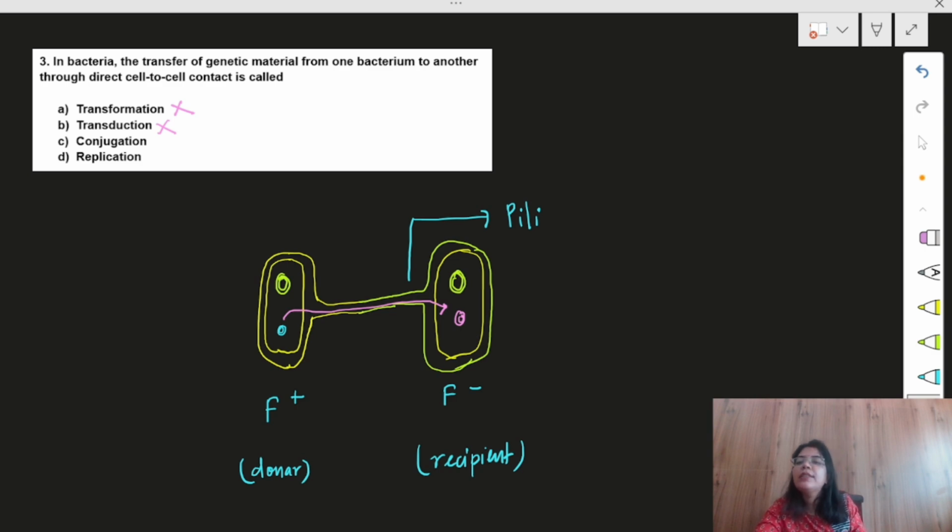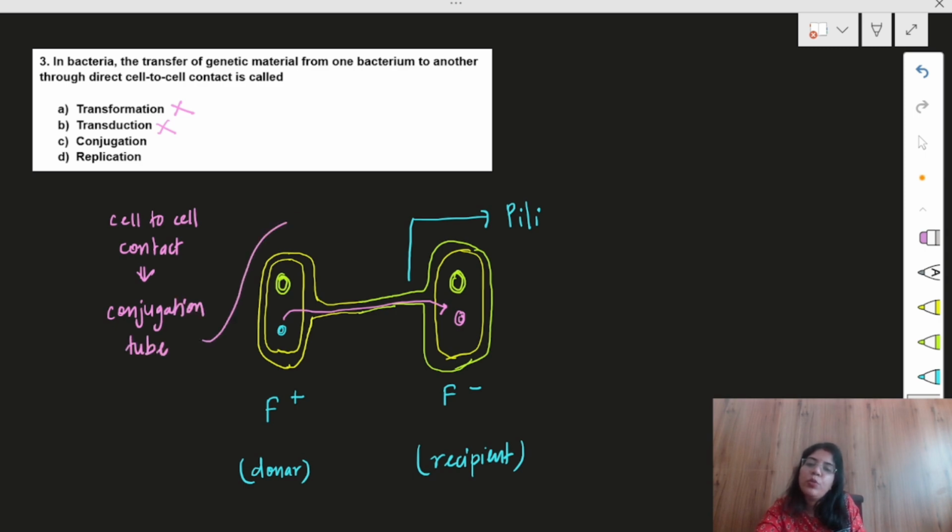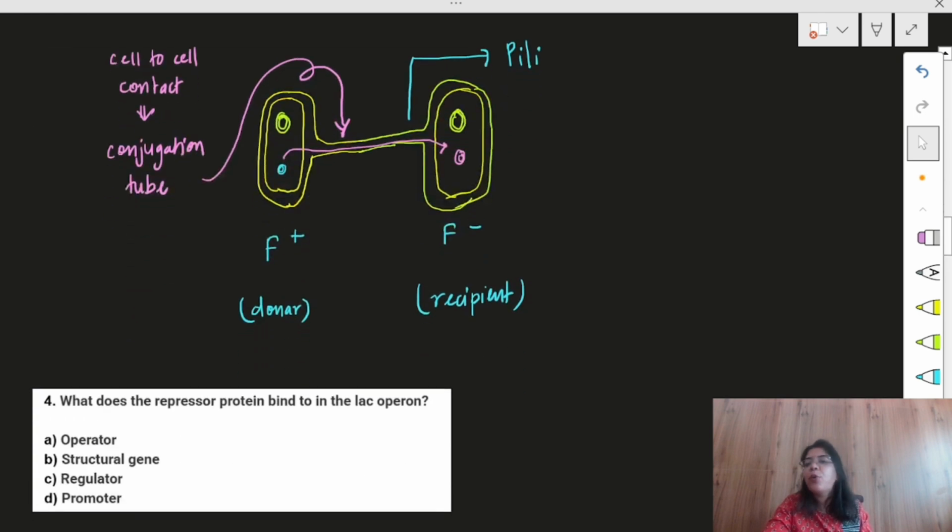So here, can you see there is cell to cell contact? Cell to cell contact is there because of the conjugation tube. And this method of genetic material transfer from one bacterial cell to another by direct cell to cell contact is called conjugation. So this is our answer, right? By replication, they will just replicate their own DNA. They will never transfer it to some other bacterial cell. Understood? I hope it is clear.